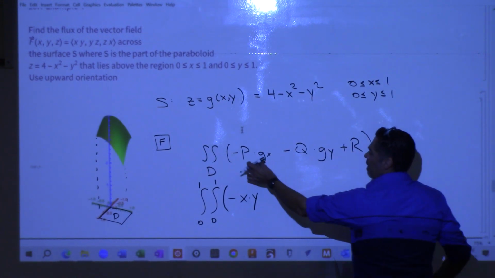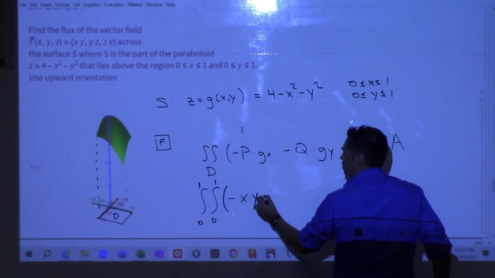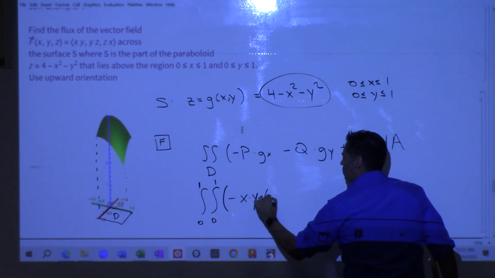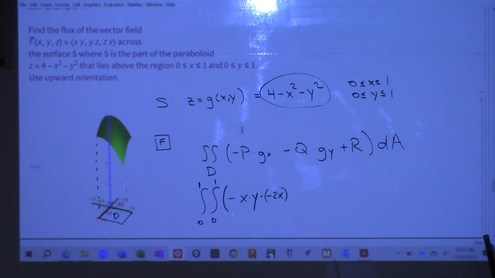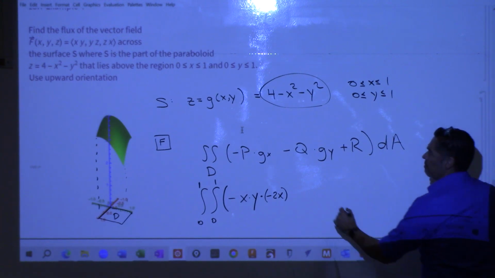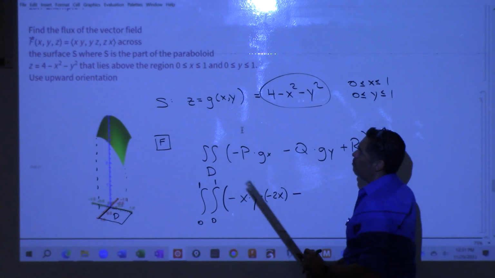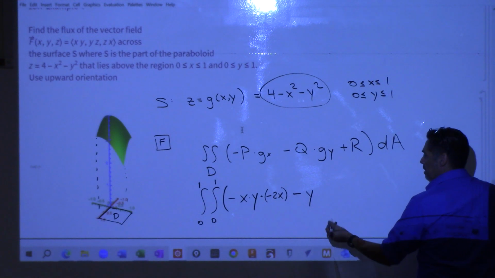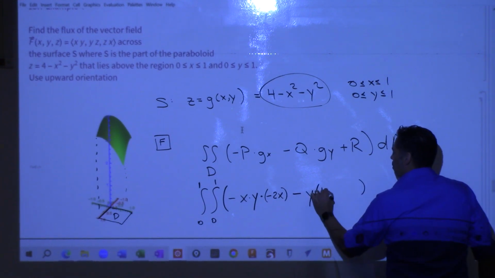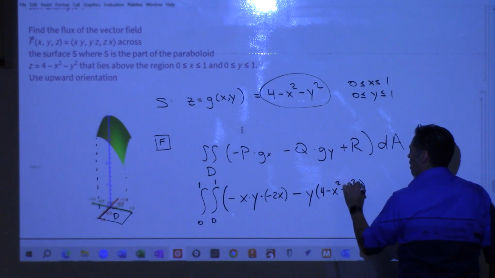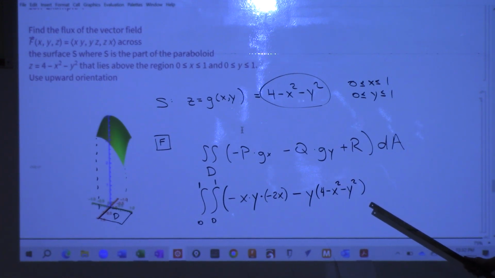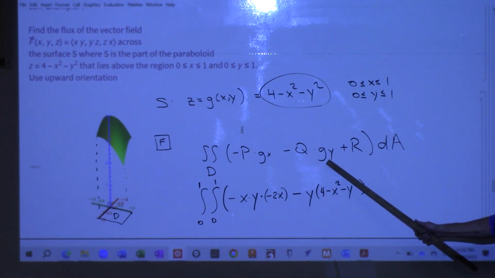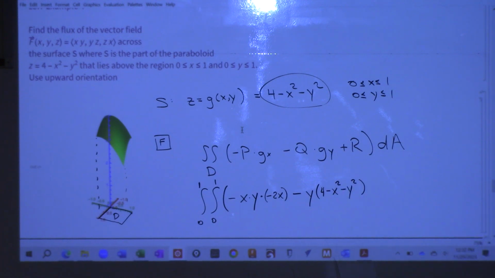Okay, so that's P, times partial g with respect to x. What is the partial of g with respect to x? Negative 2x. Okay, that's the first part. Minus Q. What's Q for us? yz. So I'm going to put y. Now z. What's z? 4 minus x squared minus y squared. Yeah, I know. It sucks. But okay, there's Q. Then partial of g with respect to y. Negative 2y.